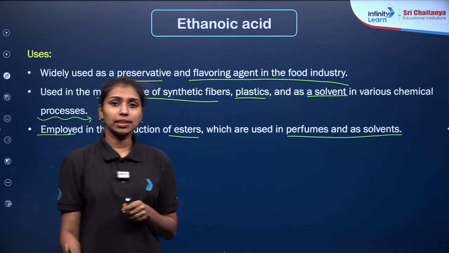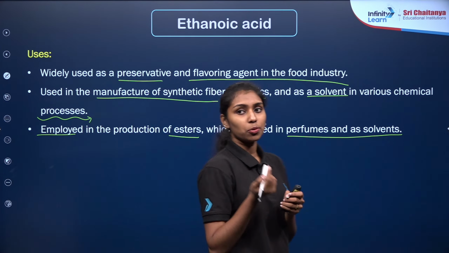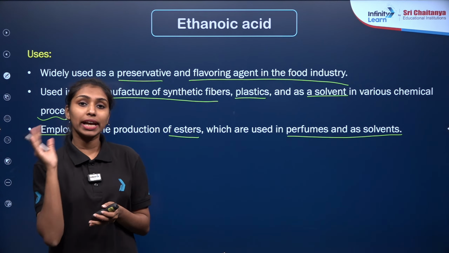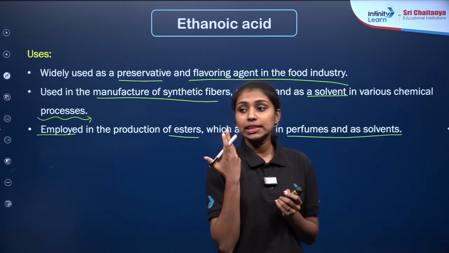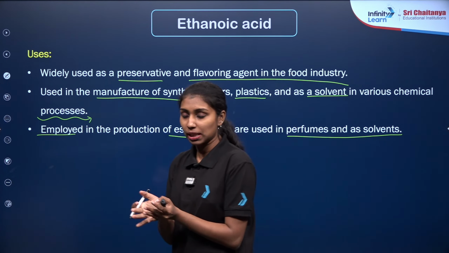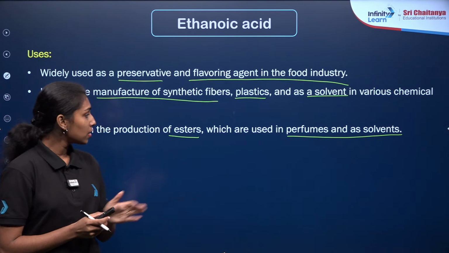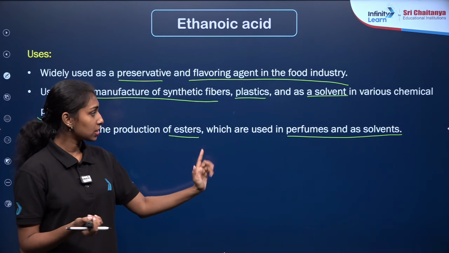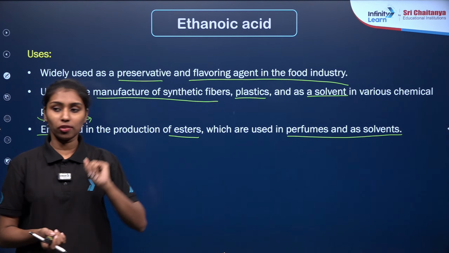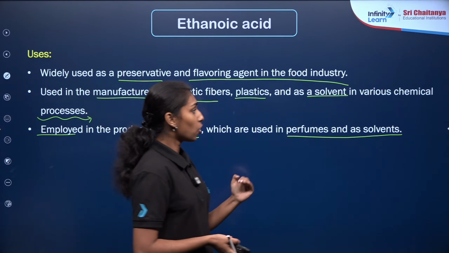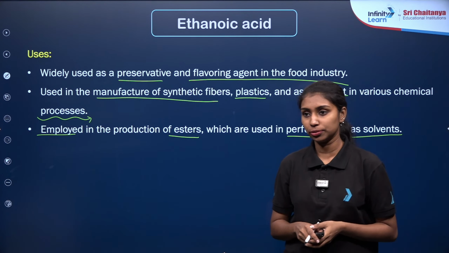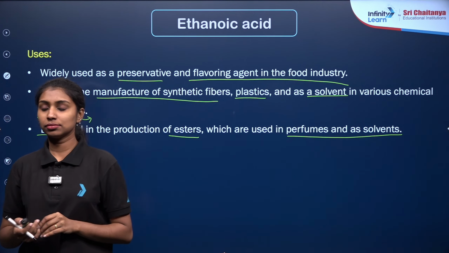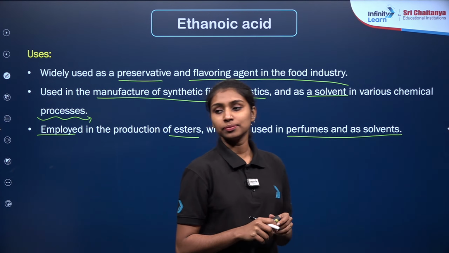In the last class, in the isomerism part, we discussed the esterification reaction, right? Esterification means ethanol and ethanoic acid combine to form an ester. This ester has a pleasant fruity smell, which is used in perfumes. So ethanoic acid is also used for the production of esters used in perfumes and as solvents. Clear? These are the applications or uses of ethanoic acid in daily life. Is that clear?